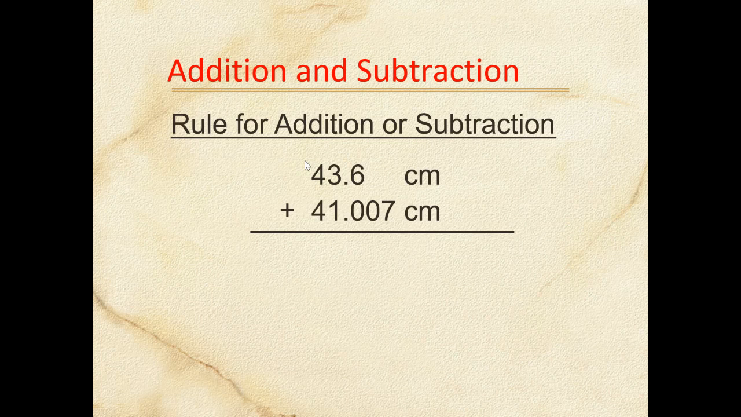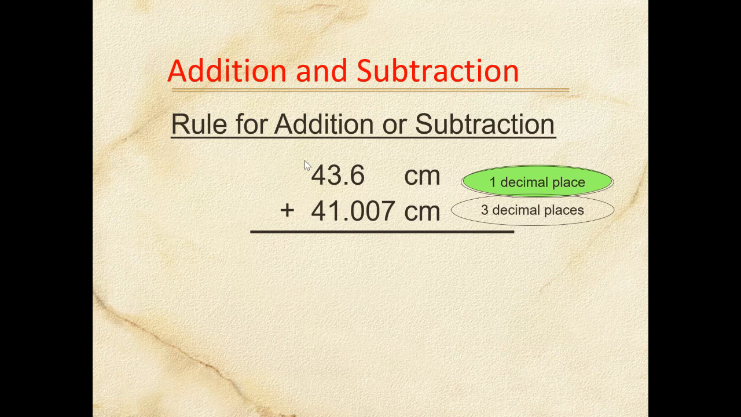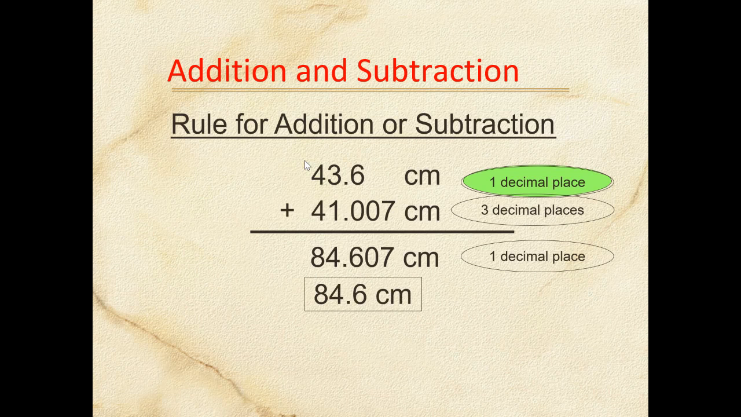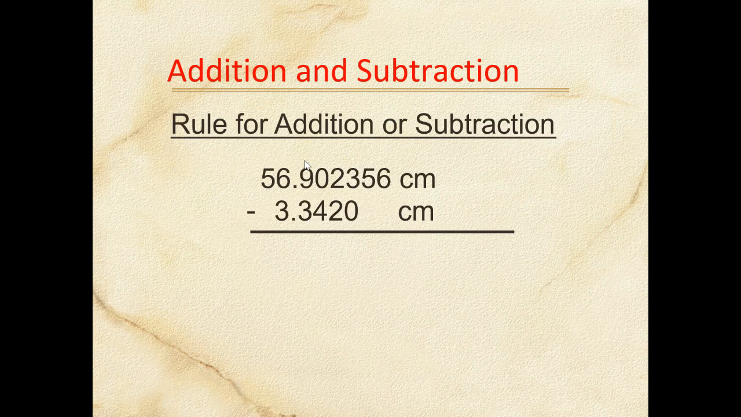Again, if we're going to practice our rule for addition and subtraction, you guys go ahead and pause and try this on your own, and then play when you're ready. So 43.6 plus 41.007, we get 1 decimal place and 3 decimal places for those. 1 decimal place is our least precise, so we're going to end up rounding to that. So our answer needs to be in 1 decimal place. So we calculate our full answer, and then we round to the appropriate number of decimal places. Again, it's the same rule for subtraction.